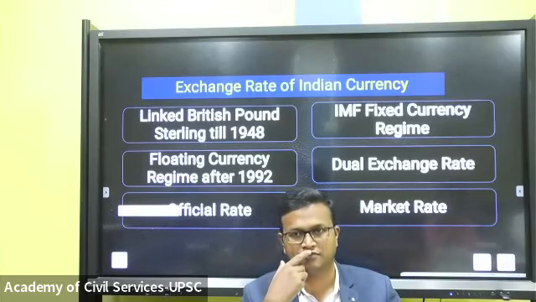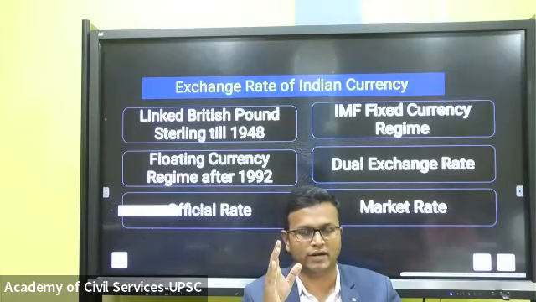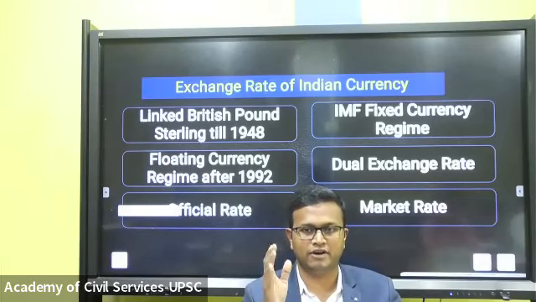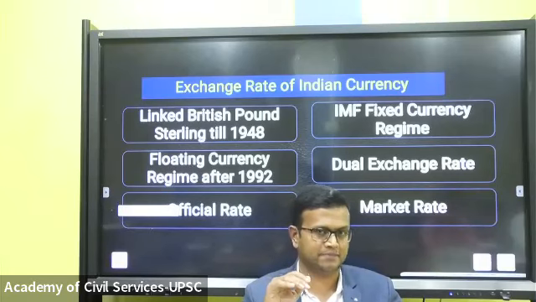India also followed the floating mechanism in 1991 when the Indian economy was globalized, liberalized, and privatized. We wanted to decide the value of our currency by the floating mechanism.